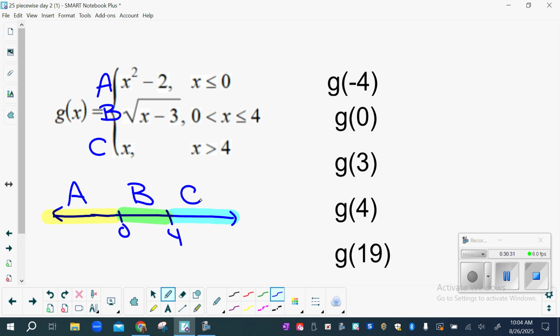Does that make sense? So here's what I want you to do. Are you ready? We're going to do G of -4. And what I'd like you to do is write down on your board, and you're going to hold it up for me. Do you want to plug that into equation A, equation B, or equation C?